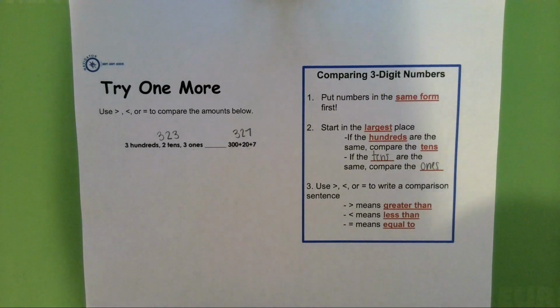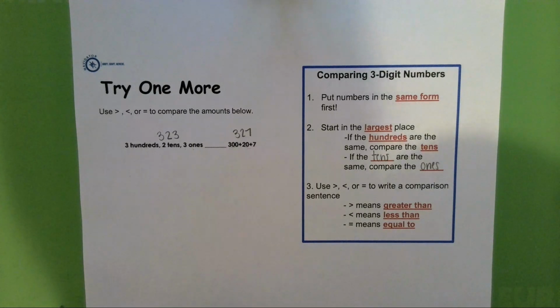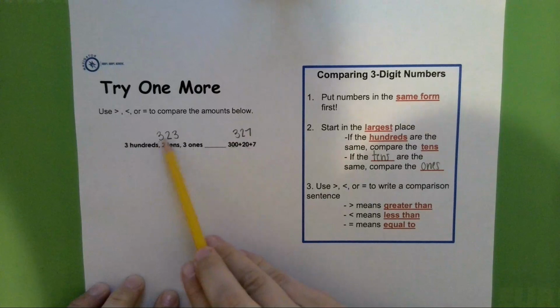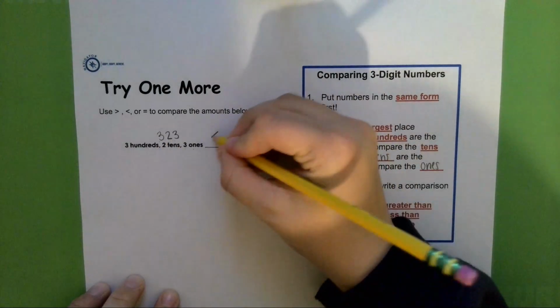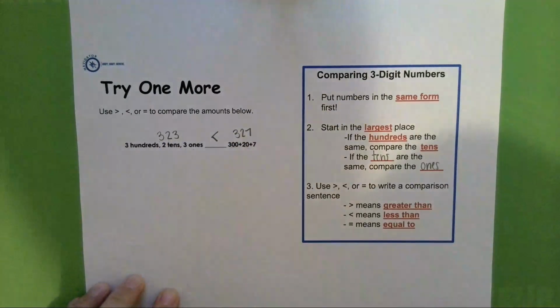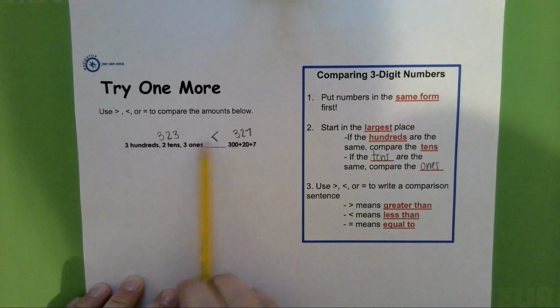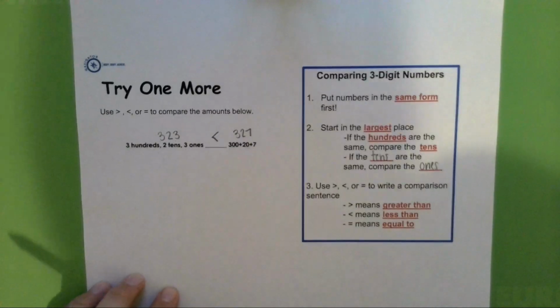So what symbol should we write to complete our comparison sentence and why? Say it out loud. I bet you said that we should use the less than symbol to complete this comparison sentence because 323 is less than 327. That means 3 hundreds, 2 tens, 3 ones is less than 300 plus 20 plus 7. Nice work.